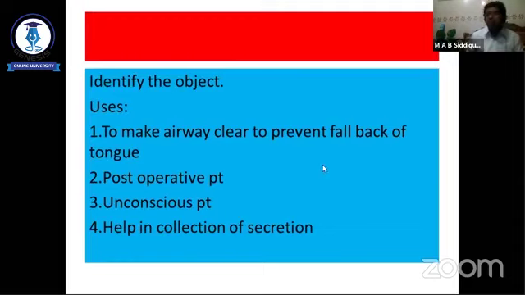You can prevent this tongue fall with the oropharyngeal tube. This is very important, and following every major surgery, you use this oropharyngeal tube postoperatively for a few minutes, for some time.